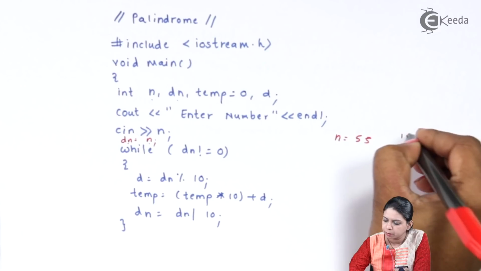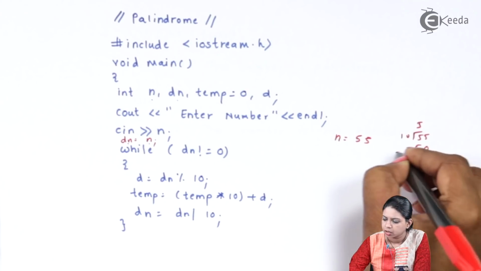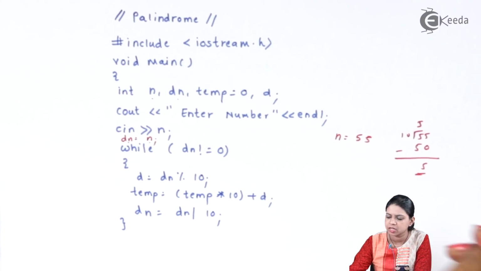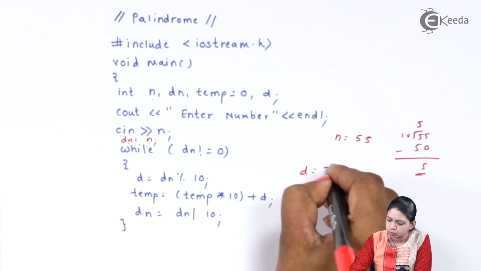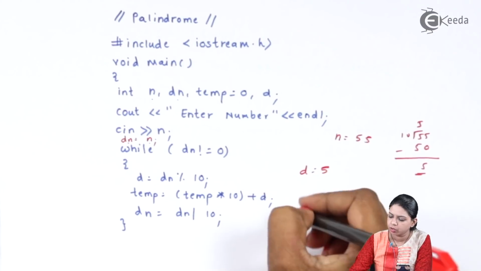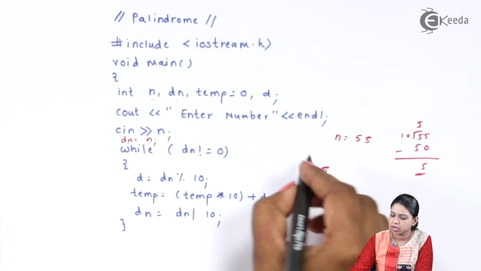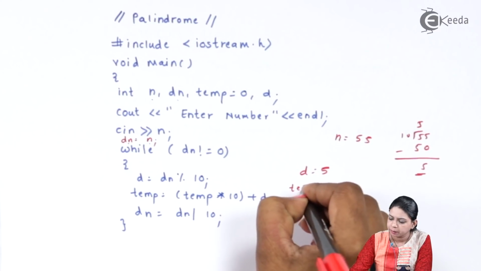If I divide my number by 10, then I got the remainder as 5. So my d value is going to be 5. And my dn, what I got as the quotient, is 5. So again my dn is going to be 5. And what will my temp value be?